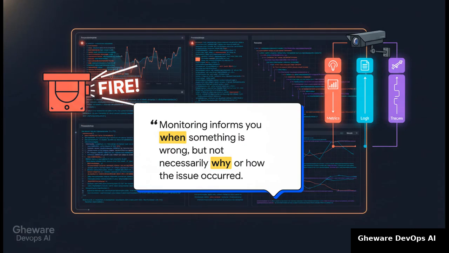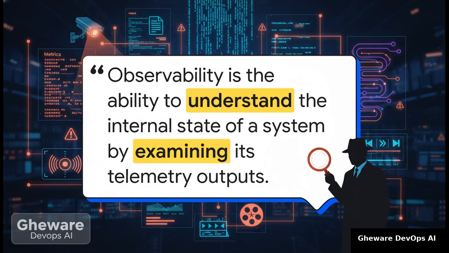Let me put it this way, to really drive it home. Monitoring is like a smoke detector. It's crucial, absolutely, and it is great at screaming fire. But that's all it does. It can't tell you how the fire started or even which room it's in. But observability? Oh, that is so much more. It's like having a full security system with cameras, heat sensors, and a detective on standby. It doesn't just tell you there's a problem. It gives you the power to rewind the tape, follow the evidence, and understand exactly what happened and why.